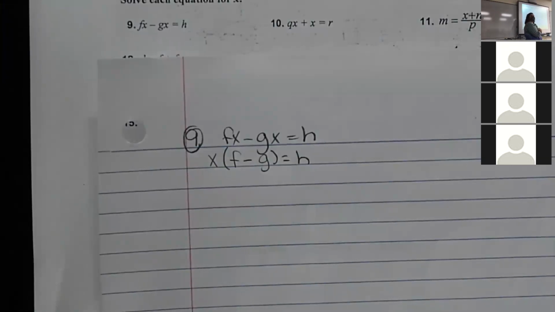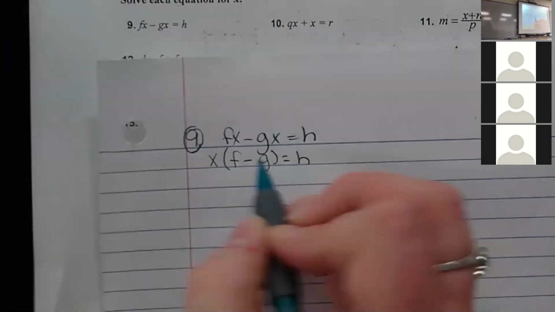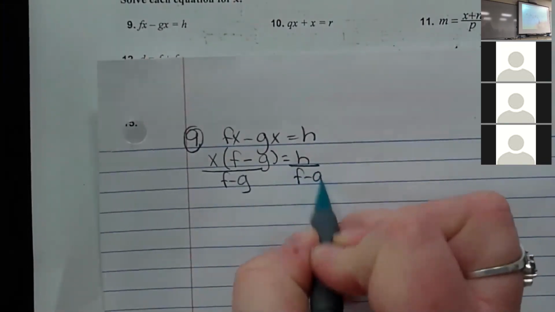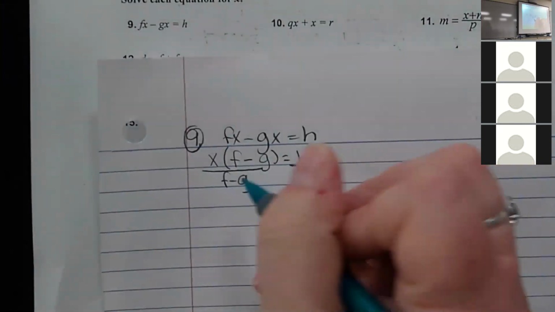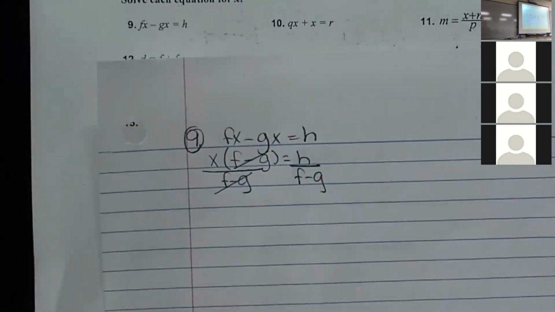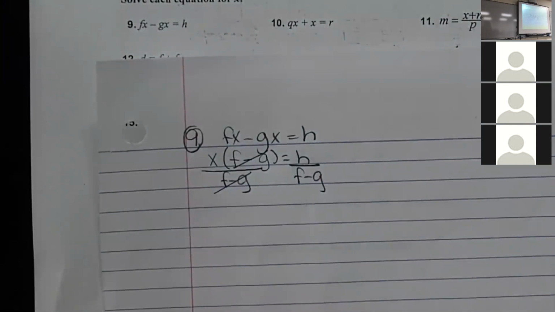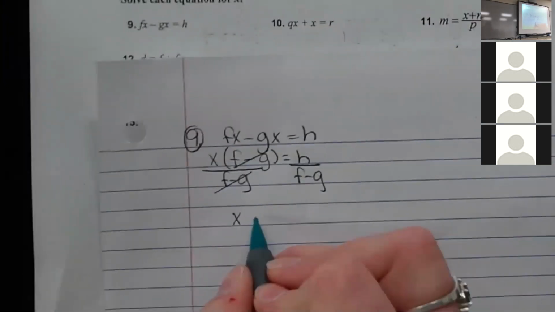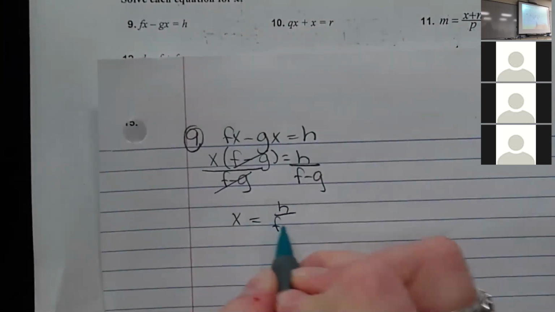Okay, so what's x and this parenthesis doing to each other? What operation? Multiplying. Yep. So I want to get x by itself. What's the opposite of multiplying? Dividing. So I'm going to divide by f minus g on this side and this side. If I divide it out, those just turn into a 1. Do I need to write the 1? No. So I just have a plain old x on that side equals h over f minus g.